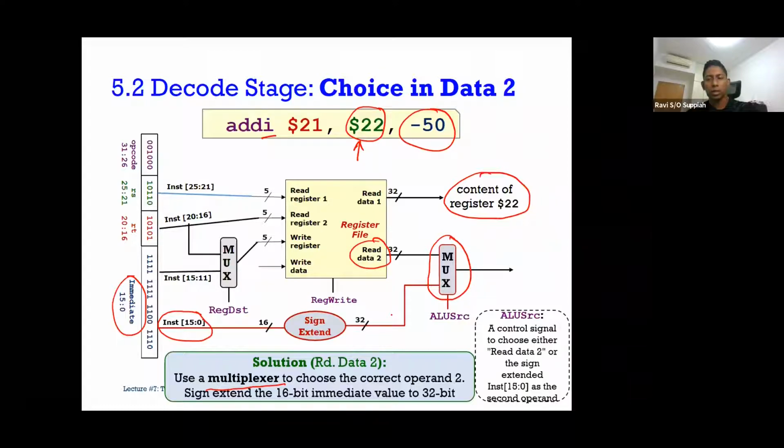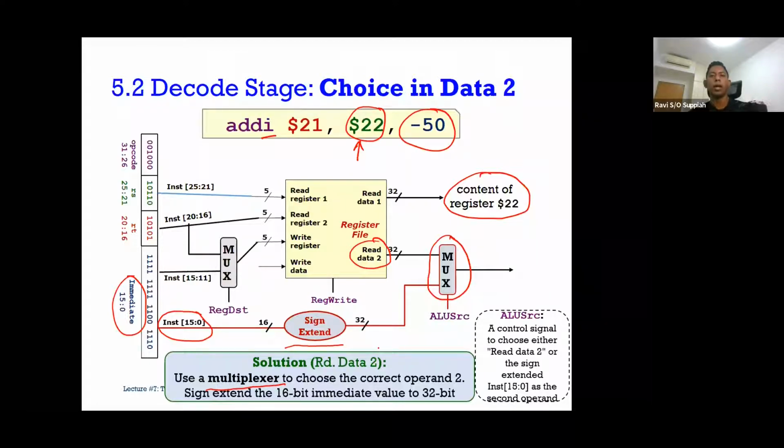Okay, so now there's one more block here, which is called the sign extend block. What is sign extension? I think I briefly talked about it in one of the earlier lessons. Sign extension is basically to take the most significant bit and extend it. Why do you want to extend it?